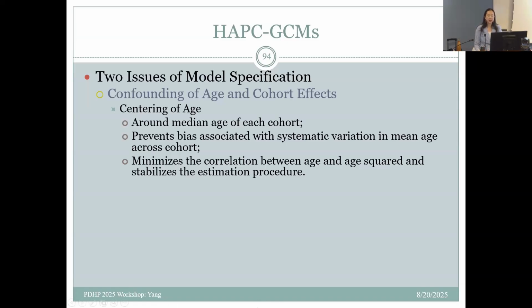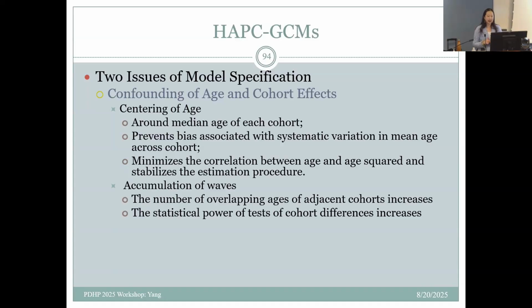The first is using a centered age variable. Particularly if we center around the median age of each cohort, the centered value is then not correlated with cohort membership. So this helps to prevent bias associated with systematic variation in mean age across cohorts, and also minimizes the correlation between age and age square and stabilizes the estimation procedure. That's a pretty good tip to have.